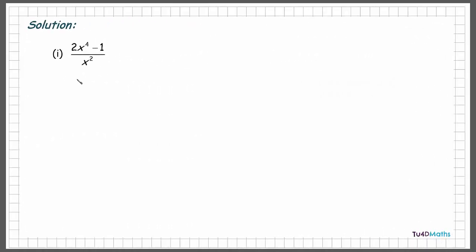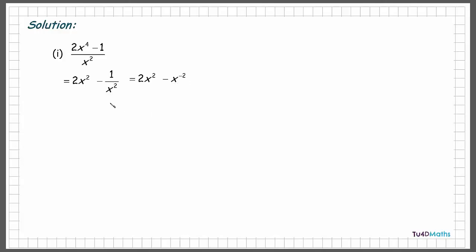So we could rewrite 2 times x to the power of 4 minus 1 over x squared by dividing each of the numerators by x squared. So 2 times x to the 4 over x squared is just 2 times x squared, and dividing minus 1 by x squared, we get minus 1 over x squared. So we could rewrite this as follows.